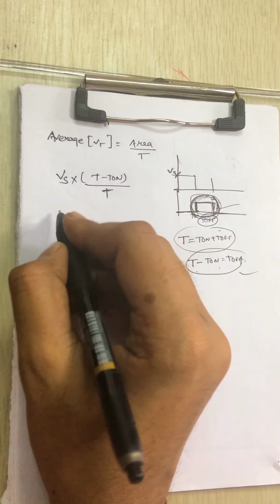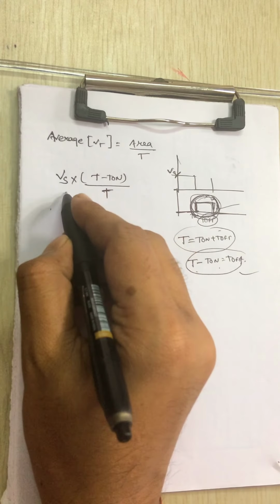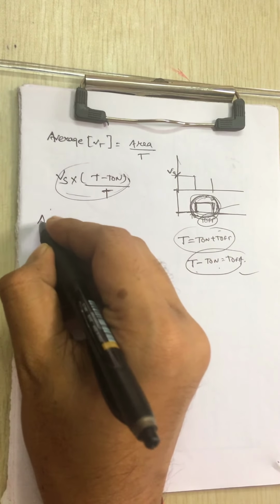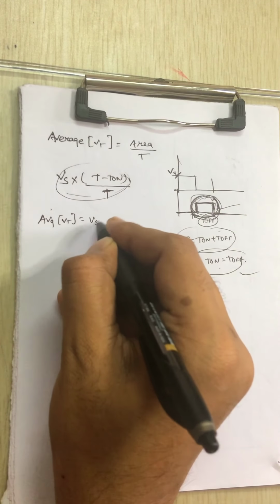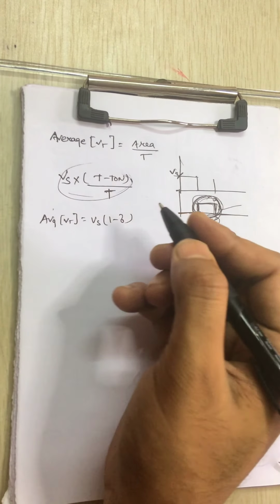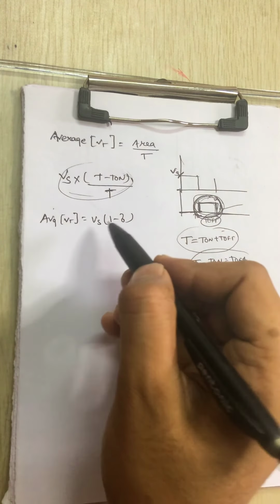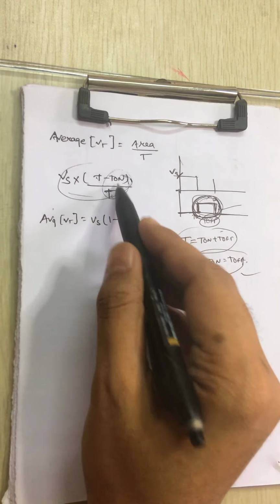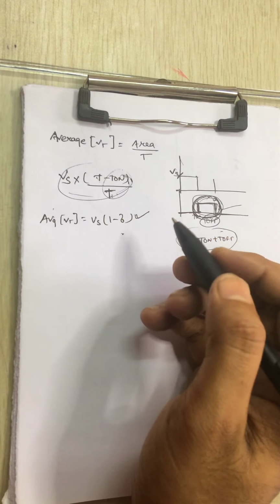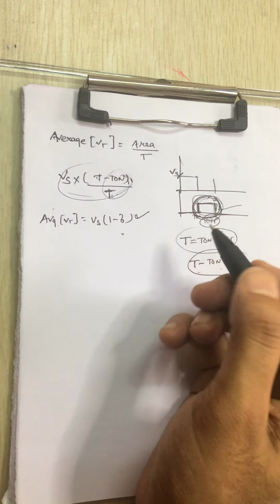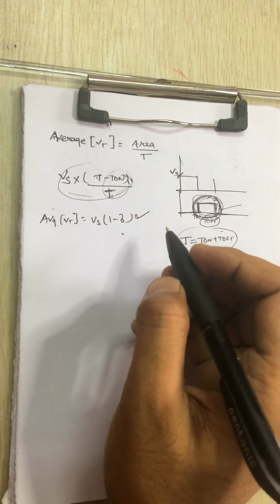So the average output, if we calculate this, the average voltage across the thyristor will be Vs into (1 minus delta), because T by T becomes 1 and T on by T is delta. So this is your average thyristor output voltage.